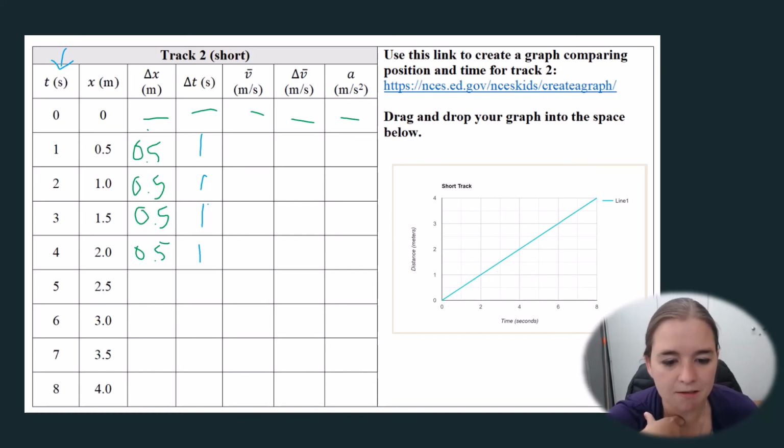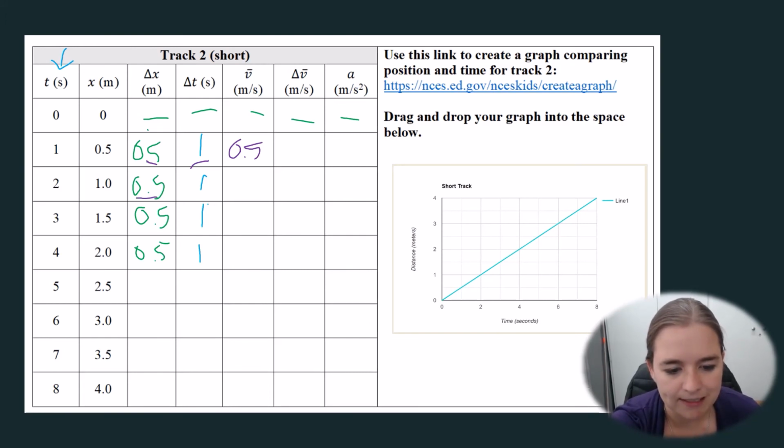My next column talks about velocity, and again, velocity is speed in a given direction, and in this case, our given direction is away from the reference point. To calculate speed, I take distance divided by time. So I have a distance of 0.5 divided by a time of 1. My instantaneous velocity at the first marker is 0.5 meters per second.